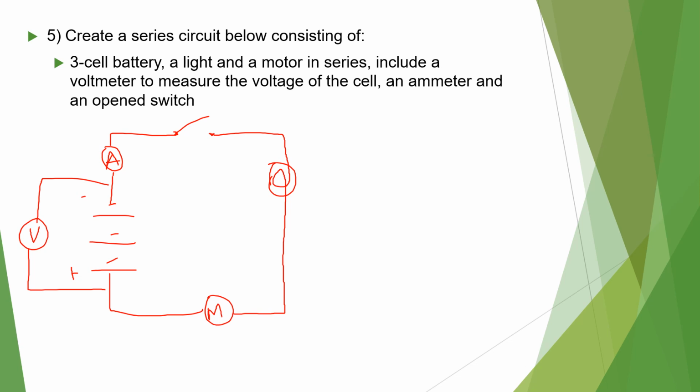Okay, so we did our 3-cell battery. We have our light and motor in series. We added a voltmeter to measure the voltage of the cell. We added an ammeter to measure the current, and we added an open switch.